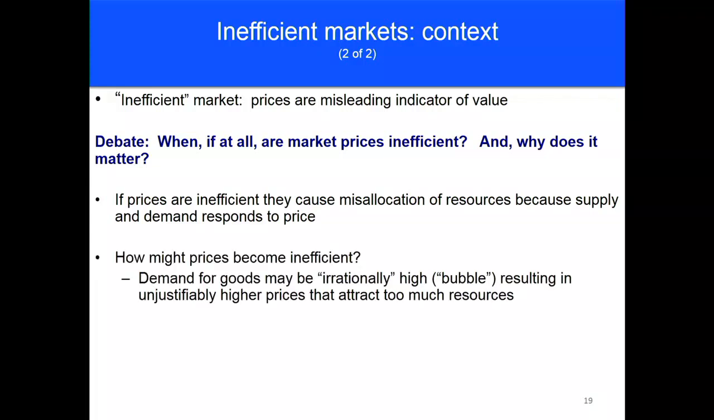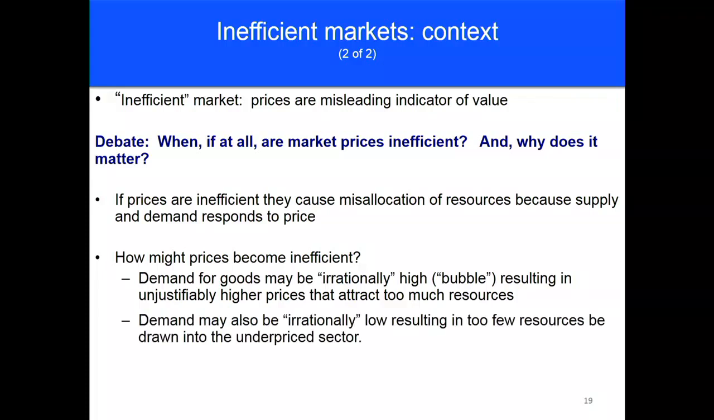So how might prices become inefficient? This is when demand for goods becomes irrationally high, which results in a bubble. There's talk about a housing bubble, and the question is whether demand for housing is irrationally high. It results in high prices that attract too many resources into this particular sector. Talk about bubbles is more common in the media, but you don't hear about the reverse, a depression, where you have too few resources being drawn into the underpriced sector. But both are inefficient.